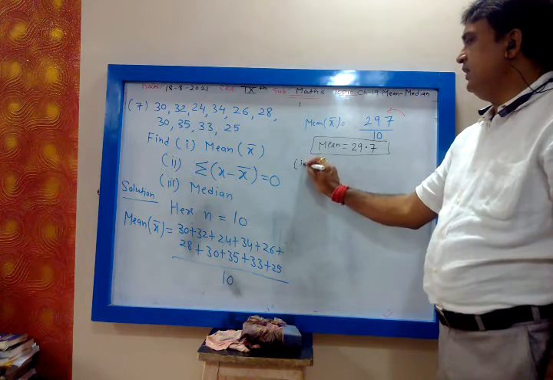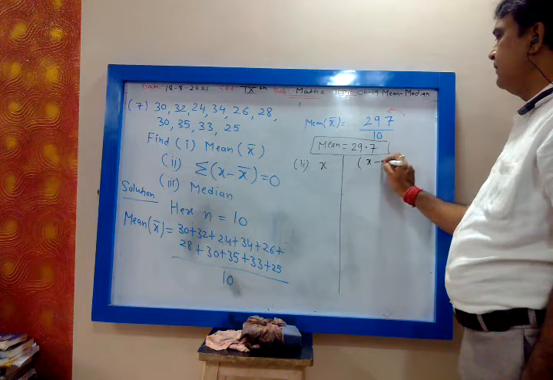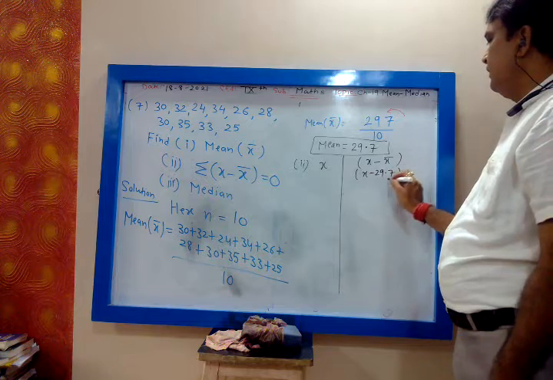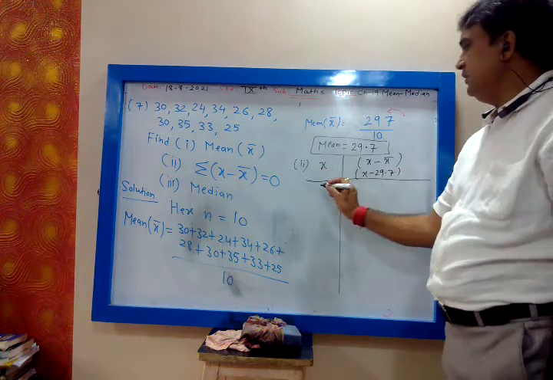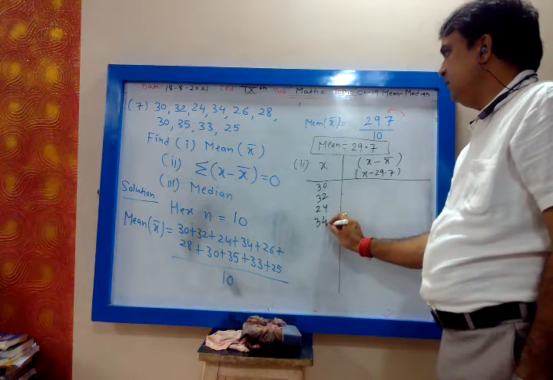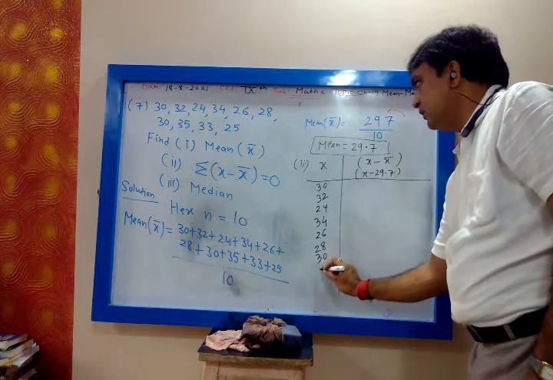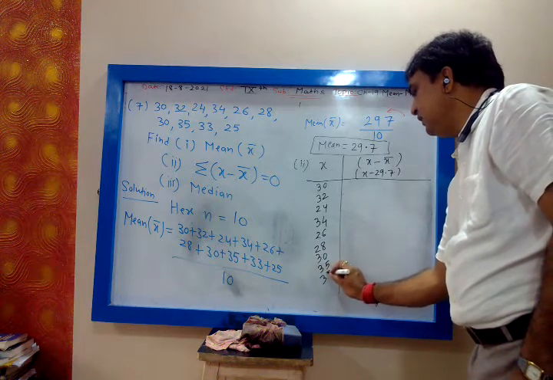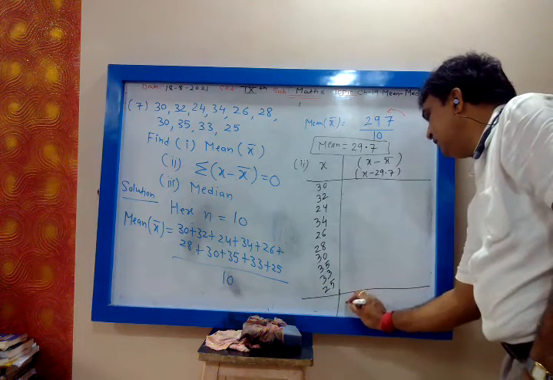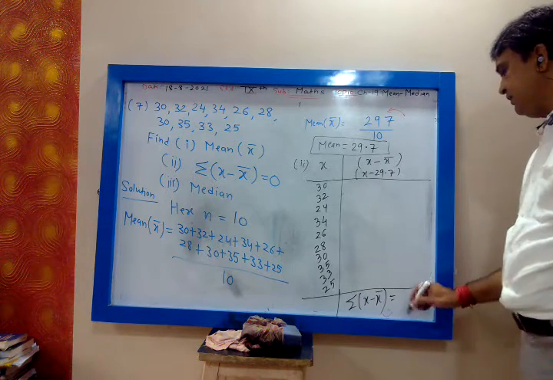Now for second part, we make the table of x and x minus x bar, that is x minus 29.7. Let us substitute the values of x first: 30, 32, 24, 34, 26, 28, 30, 35, 33, 25. And then this is summation x minus x bar, and we have to show that the summation of the second column entries is 0.